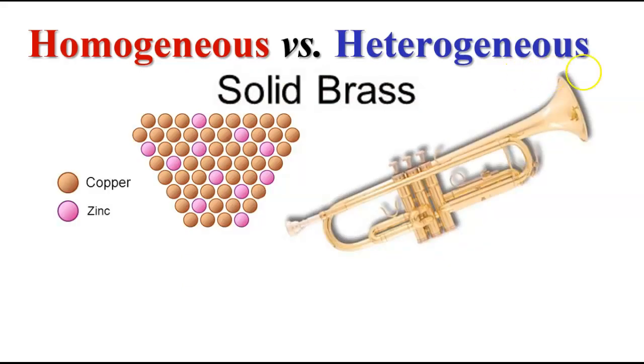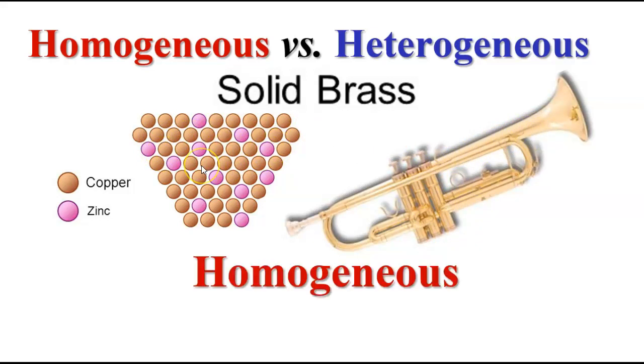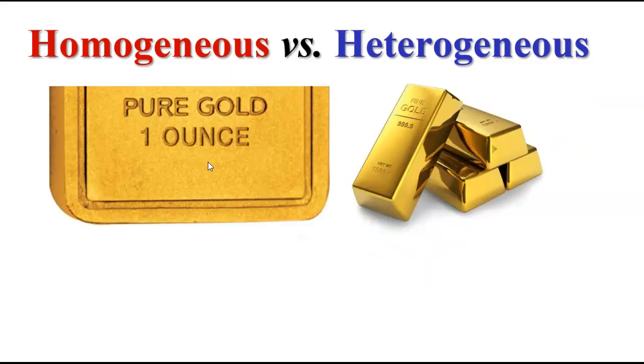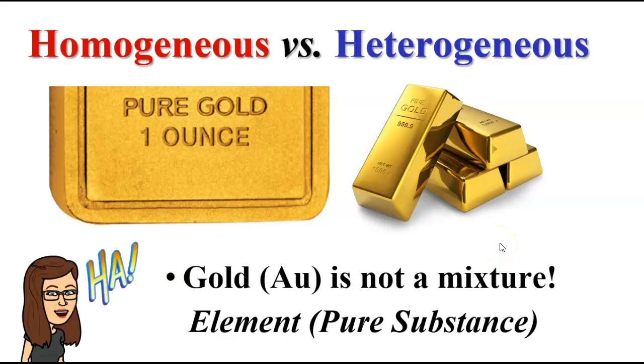Solid brass, okay? So if you're looking at this brass instrument, the trumpet, you can't see the different copper and zinc atoms. Even if you zoom in, you can see the differences, but they're uniformly spread out, so that means same, homogeneous. What about pure gold? Careful, that's a trick question. Pure gold is not a mixture, it's an element, okay? That was a mean one, that's fine. But pure gold, Au, is on the periodic table.